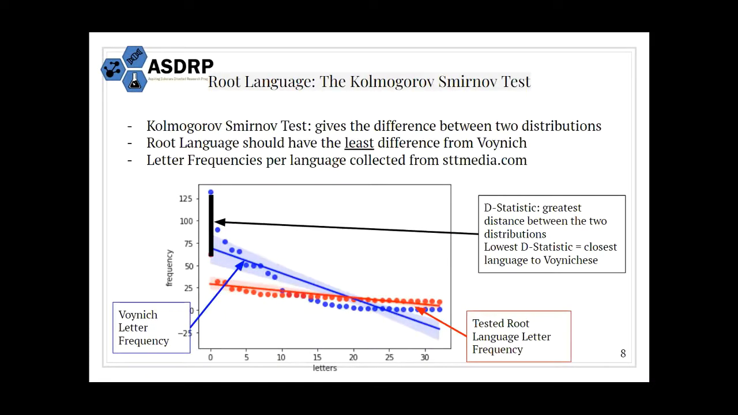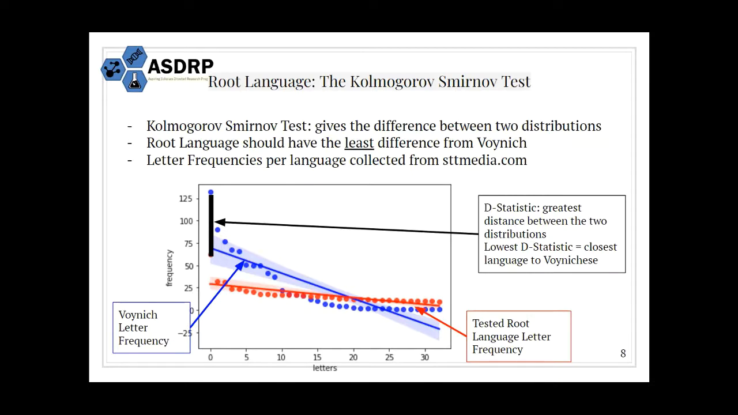So in order to find which of the 5 languages could be the root language of Voynichese, we compared their letter frequency distributions to that of Voynichese and saw which was the most similar. So here you can see 2 letter frequency distributions. From left to right, we have the most occurring letter in the language to the least occurring letter in the language.